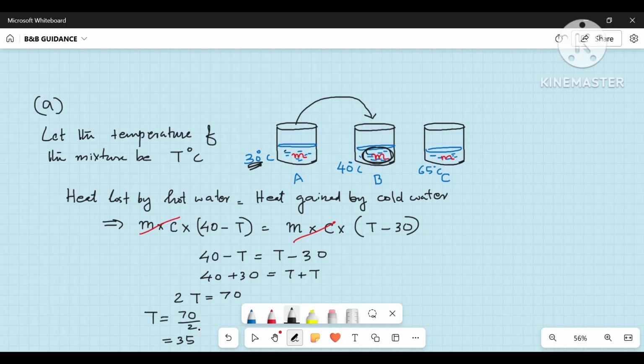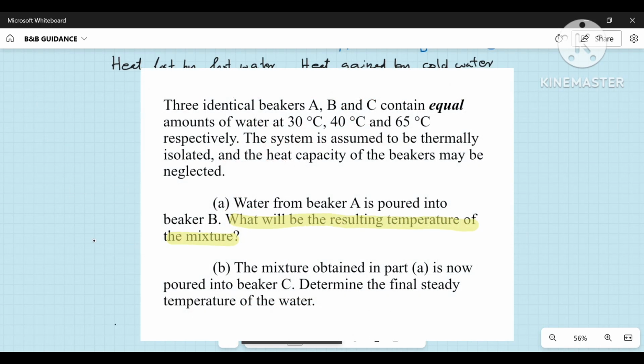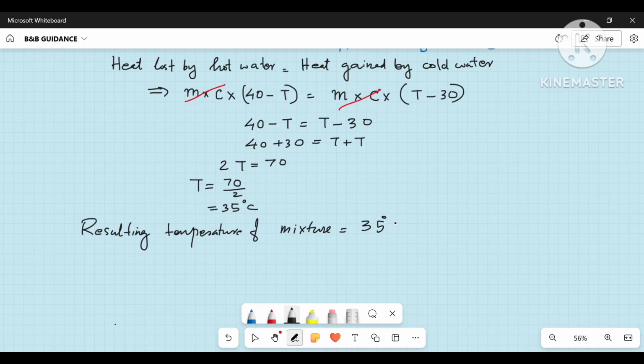Okay, 35 degrees Celsius. What is the question? What will be the resulting temperature of the mixture? So the answer: resulting temperature of the mixture is equal to 35 degrees Celsius.